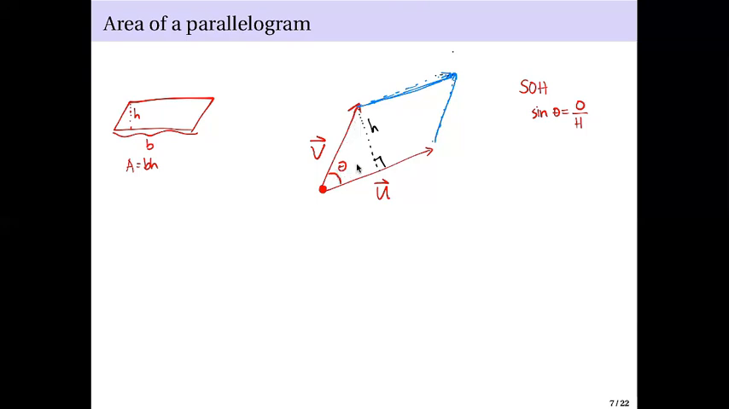From here, your small h is equal to the norm of the vector v, that's the length of this hypotenuse here, times sine theta. Okay?